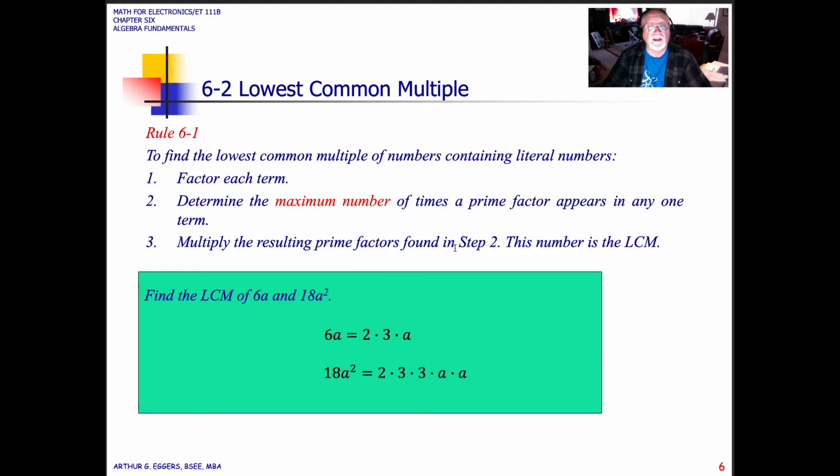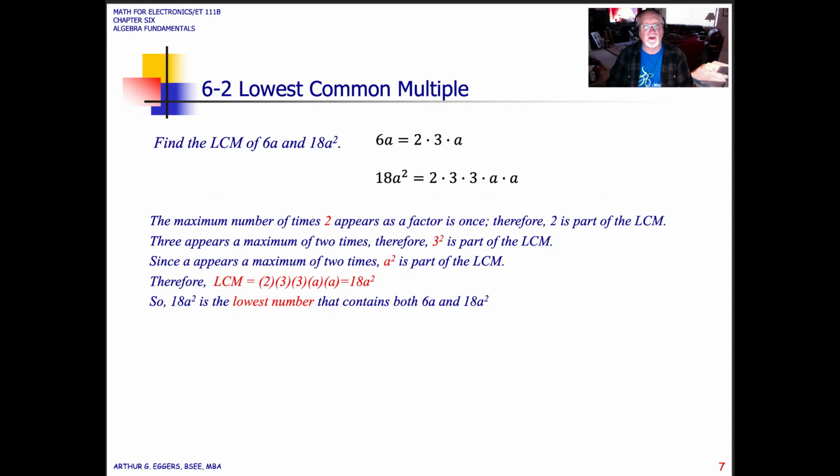So if we look at an example here, 6a. 6a has 2 times 3 times a. Each one of those is now a prime factor. 18a squared: 18 is 2 times 3 times 3, a times a. Okay, so with that, we could determine the lowest common multiple for those two numbers.